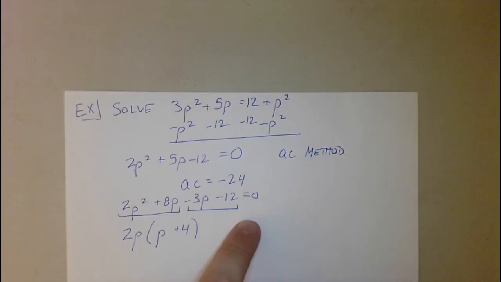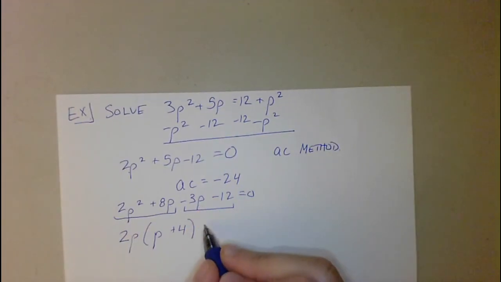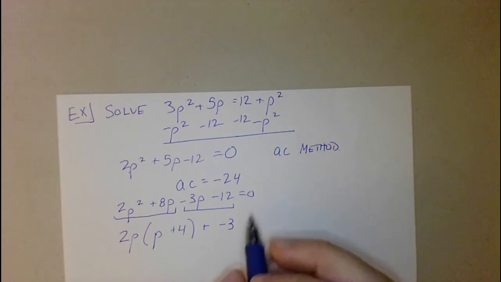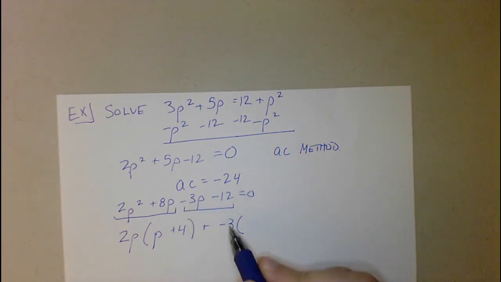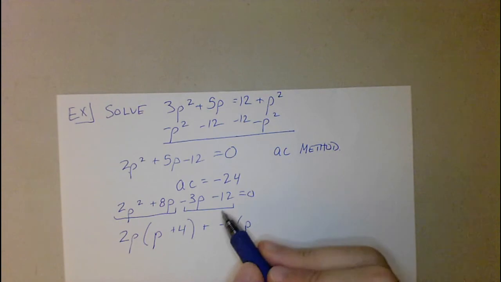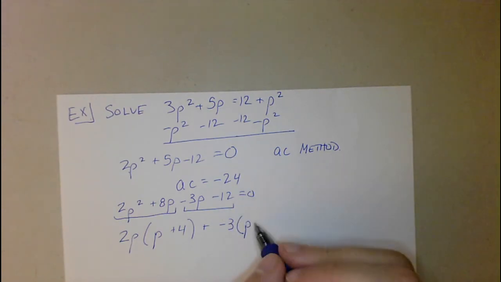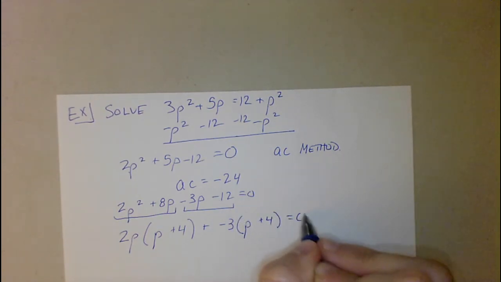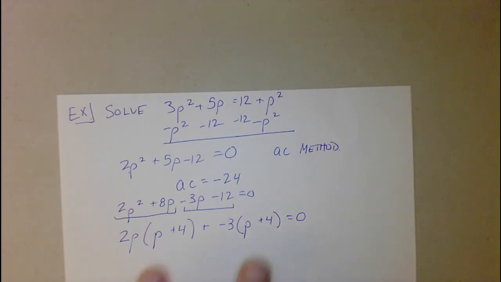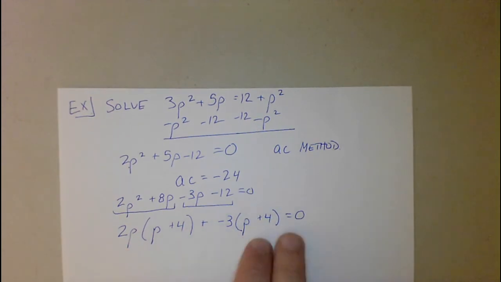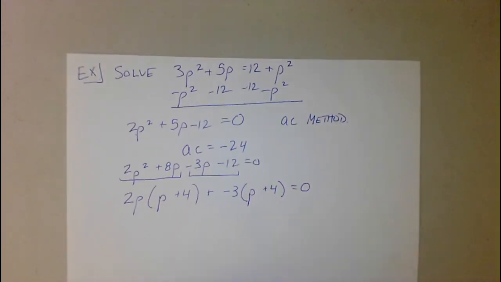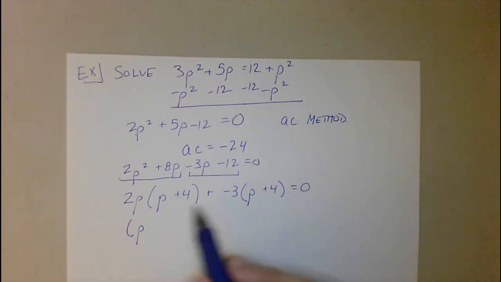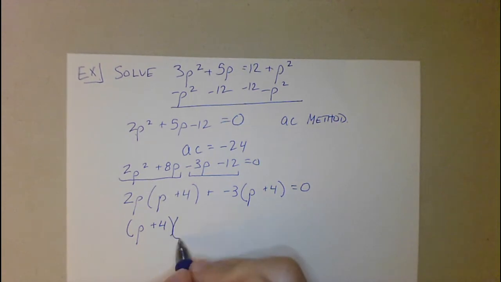Let's do the same thing for these two terms. What do they have in common? They both have a negative 3 in common that I can pull out. When I pull a negative 3 out of negative 3p, I'm left with a p. When I factor a negative 3 out of negative 12, I'm left with a positive 4. That's still all set equal to 0. And this should always happen, where you can now factor this out of these two different terms. And so that's how factoring by grouping works. And you know that this will work if you've done your AC method correctly. So p plus 4 times, if I pull a p plus 4 out of here, I'm left with a 2p.